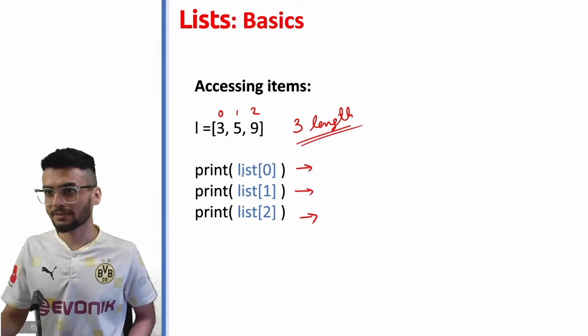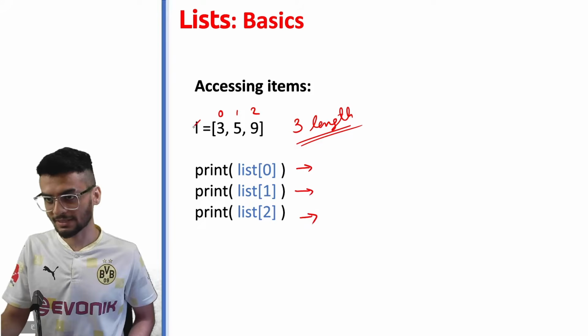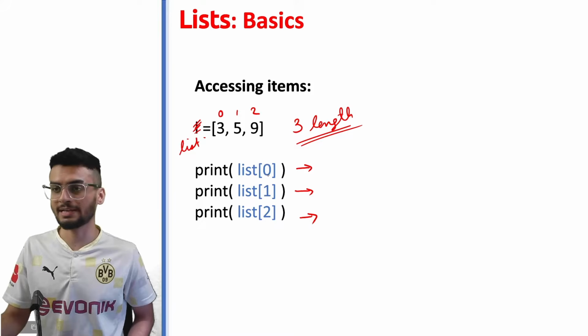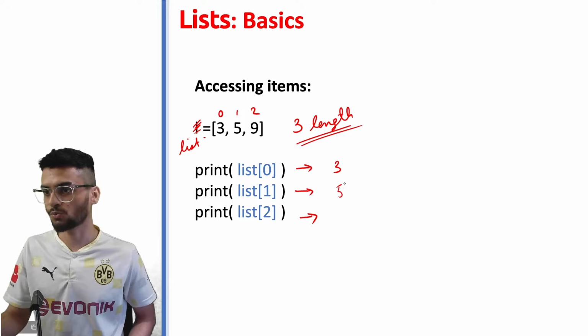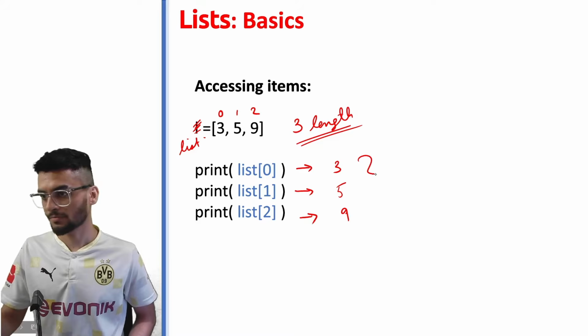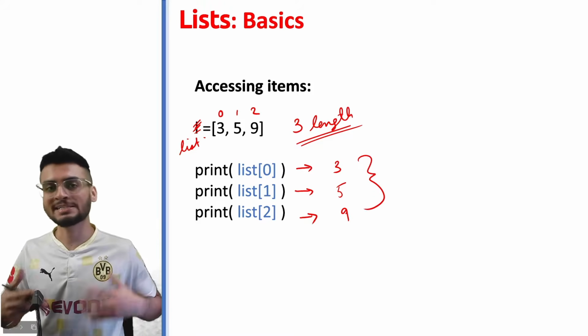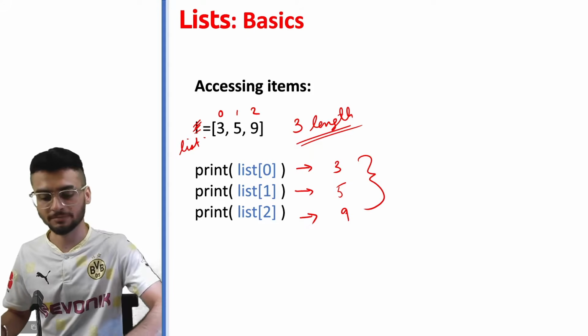If I try to print, okay, so let's just rename this as list. ठीक है, so list का 0th element index at 0 is 3. First element is 5. Second element is 9. By using square brackets आप किसी भी element को access कर सकते हो within a list.